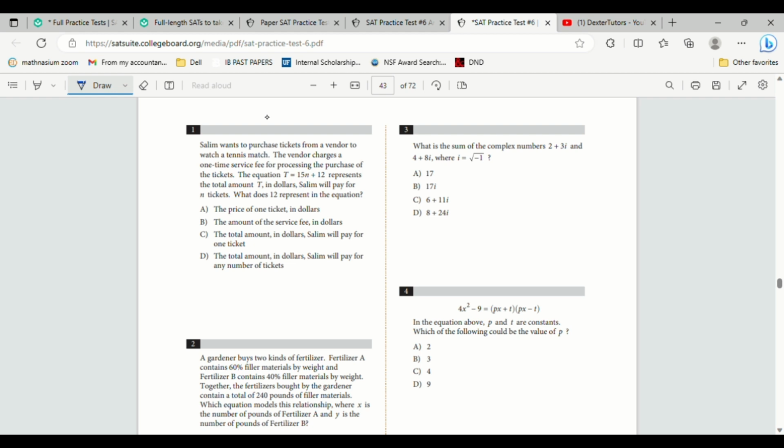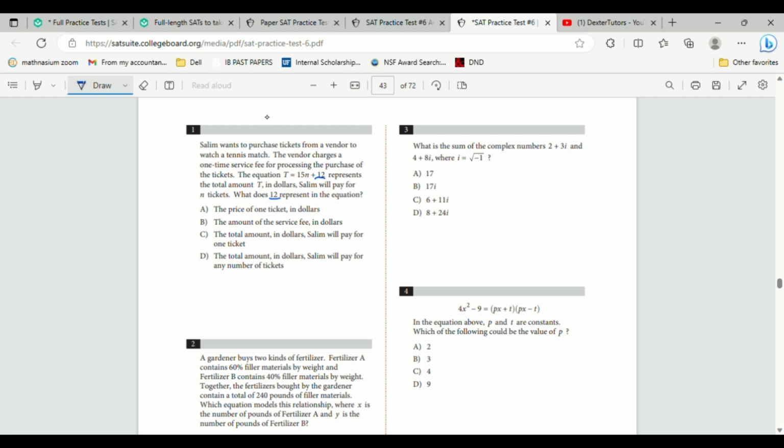So we can see from the equation that 12 has no variable attached to it. And so whenever you're asked to determine the meaning of a constant like that in context, it's usually going to be the price of something that's only ever going to be charged one time. It's not going to be a recurring amount, nor will it be the total amount, as answers will usually say.